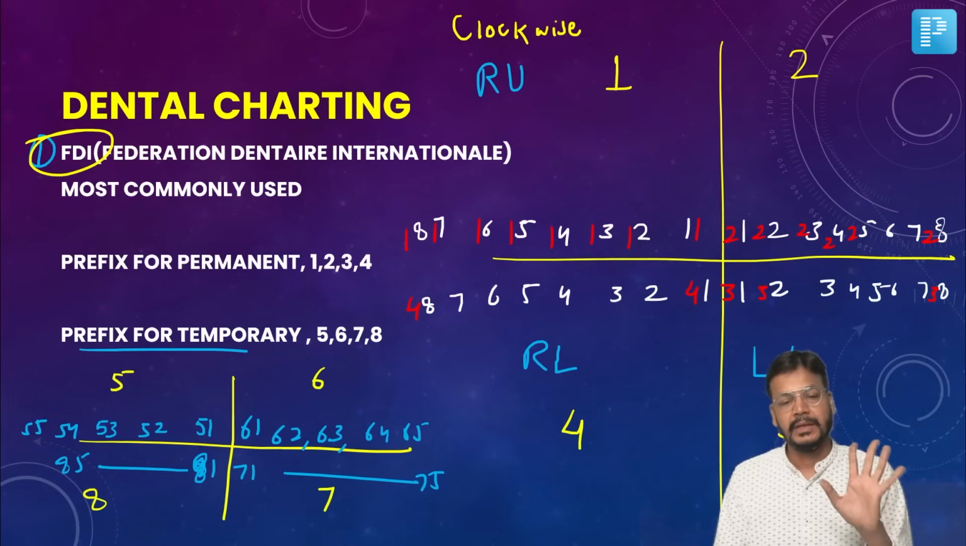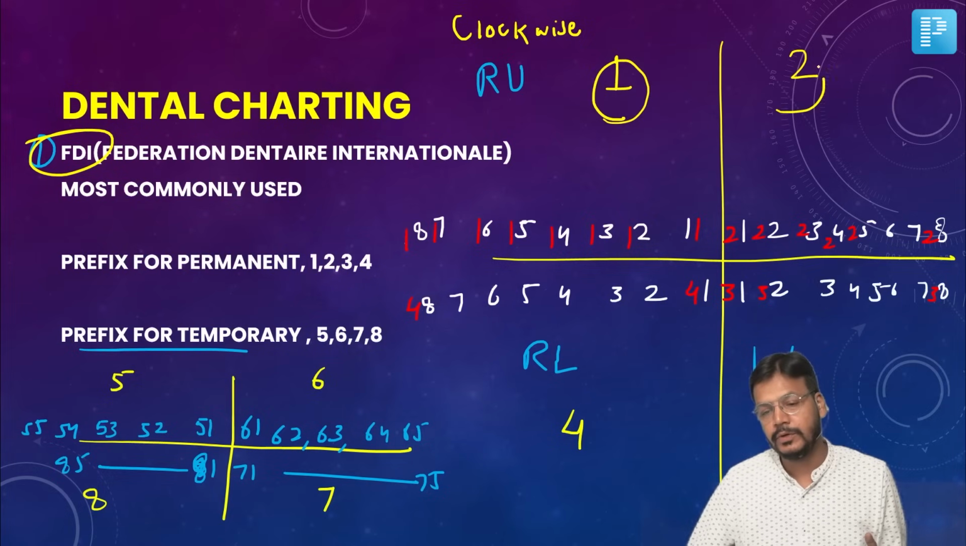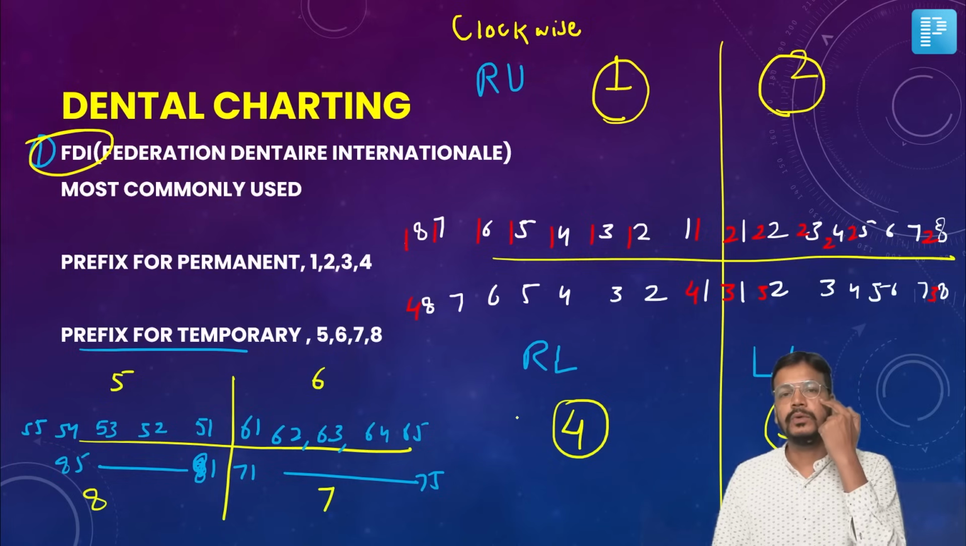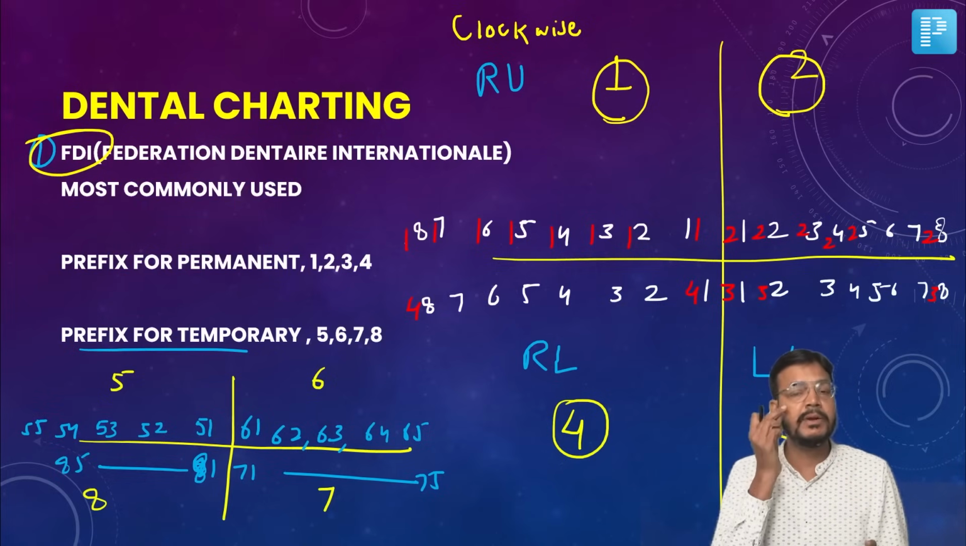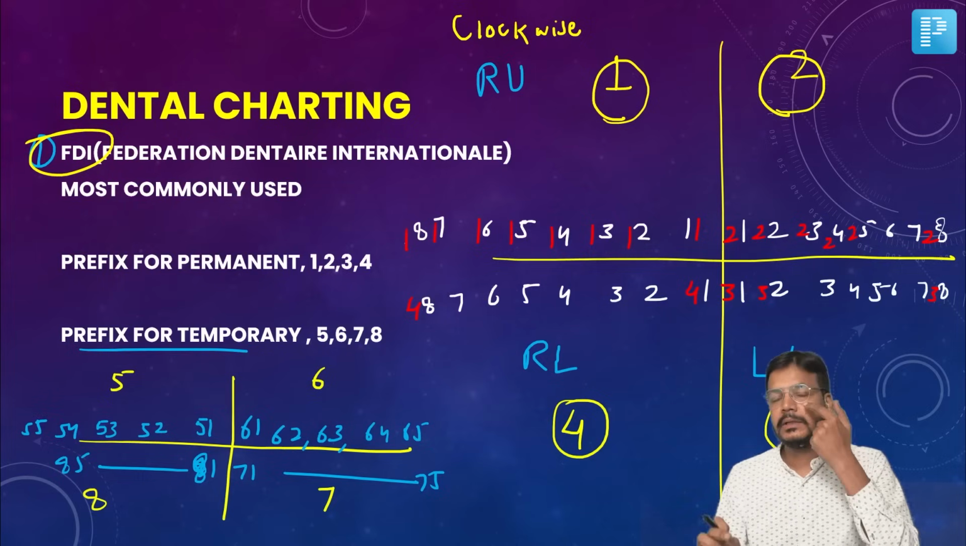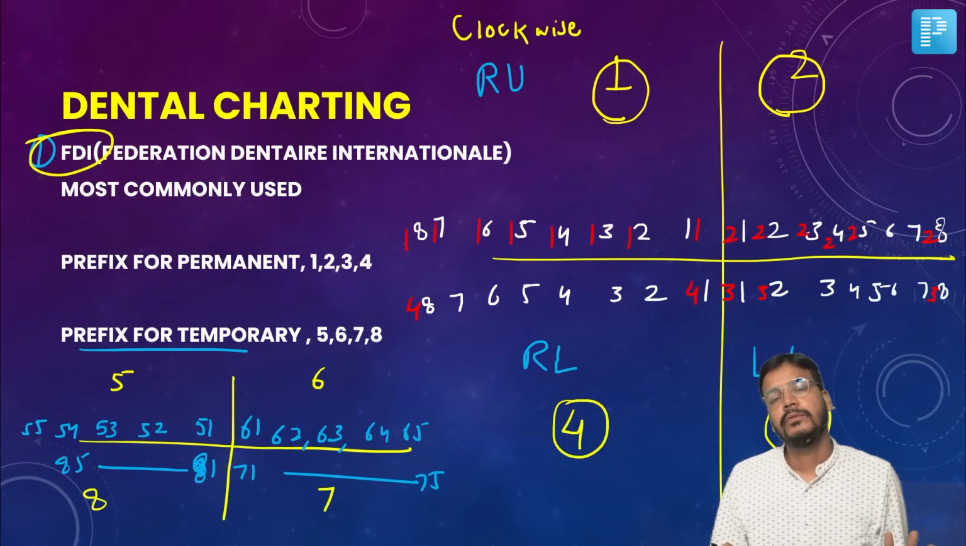How to remember, sir? In FDI, you just see the quadrant number, 1, 2, 3, 4 quadrant. It is just like Palmer notation, 1 to 8, 1 to 8, but we are adding the number of the quadrant also. This is number 1 quadrant, right side, so I will add 1: 1-1 to 1-8. This is second: 2-1 to 2-8. This is third: 3-1 to 3-8. This is fourth: 4-1 to 4-8.